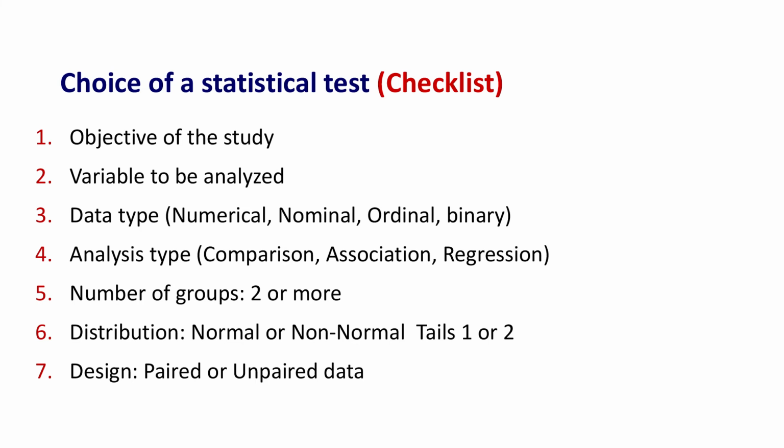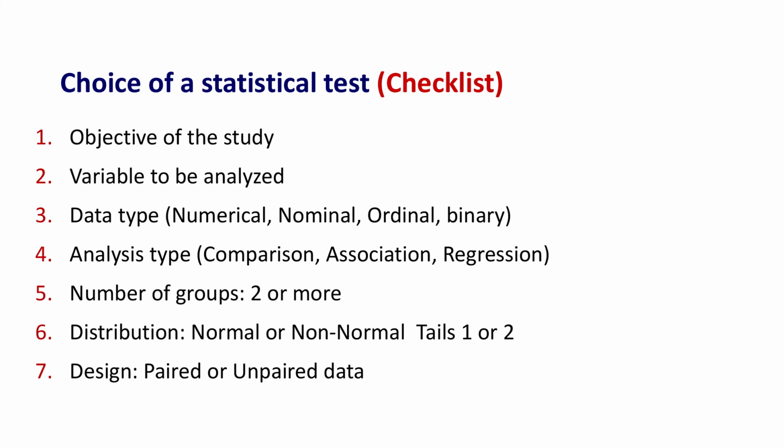Then the analysis type is comparison, because it is clearly written what the comparison between the two groups will be. Number of groups, here again 2 groups, because we are comparing ORS with boiled water. And distribution: since this is nominal data, the distribution concept is not applicable. Distribution is applicable only to continuous data. That's why it is called continuous probability distribution. Design, paired or unpaired? These are 2 different treatments, 2 different groups, so the data is unpaired.